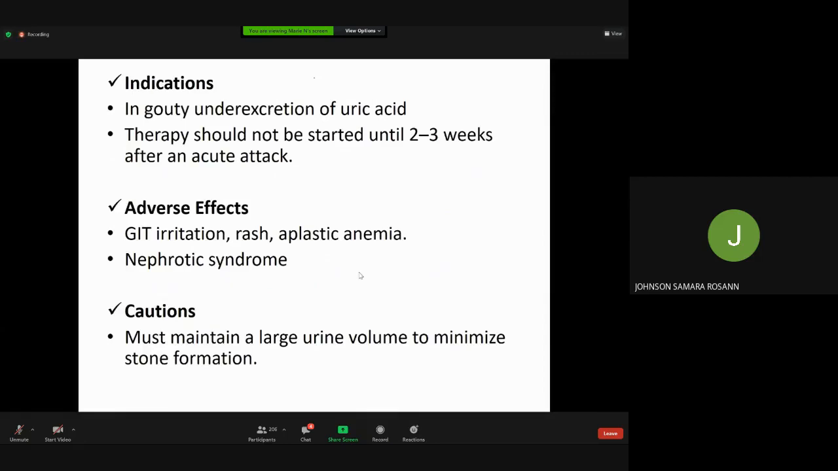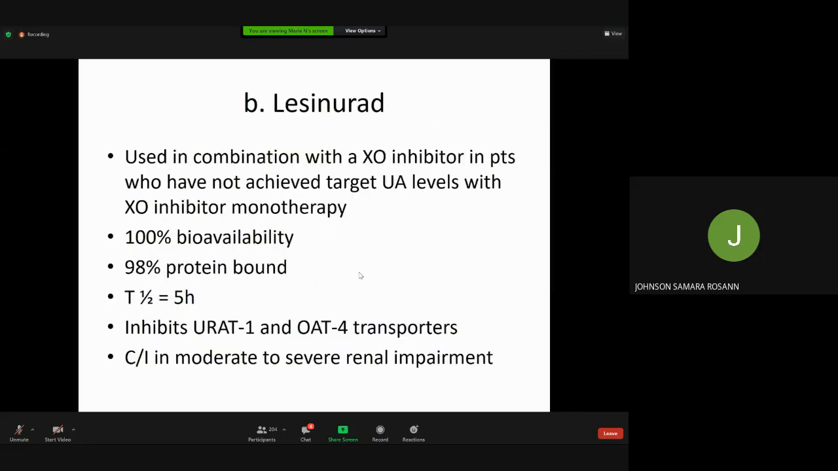I've already alluded to this. You must maintain a large urine volume to minimize stone formation. So increase their intake of fluids. At least take more than 3 liters of water in a day to prevent these stones.